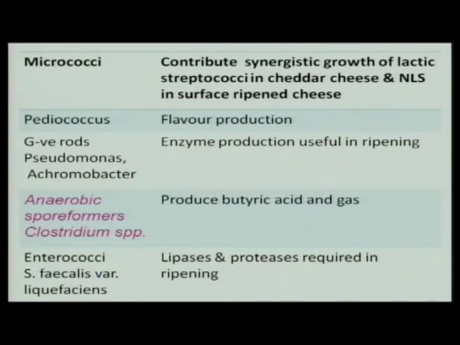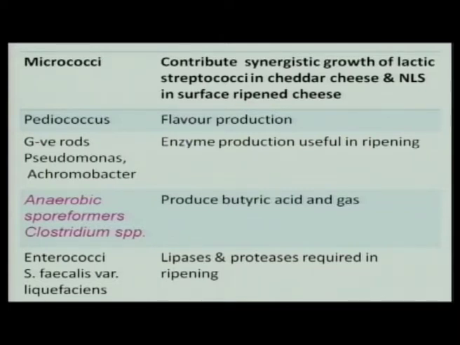Pediococci also sometimes become very important in flavor production, whereas gram negative rods like Pseudomonas and Achromobacter have also been found. Though these are not largely considered as undesirable, sometimes they are also helping in the enzyme production during ripening.